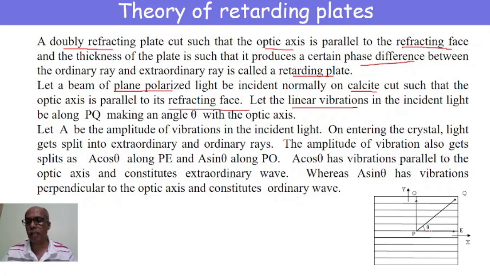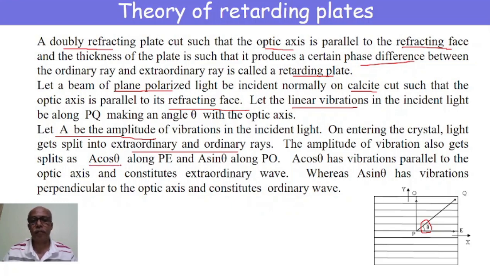and let these vibrations make an angle theta with the optic axis. Now, let these vibrations have an amplitude A. Let capital A represent the amplitude of these vibrations of the incident light. On entering the crystal, the light will split into extraordinary and ordinary rays. So, the amplitude of vibration also splits.